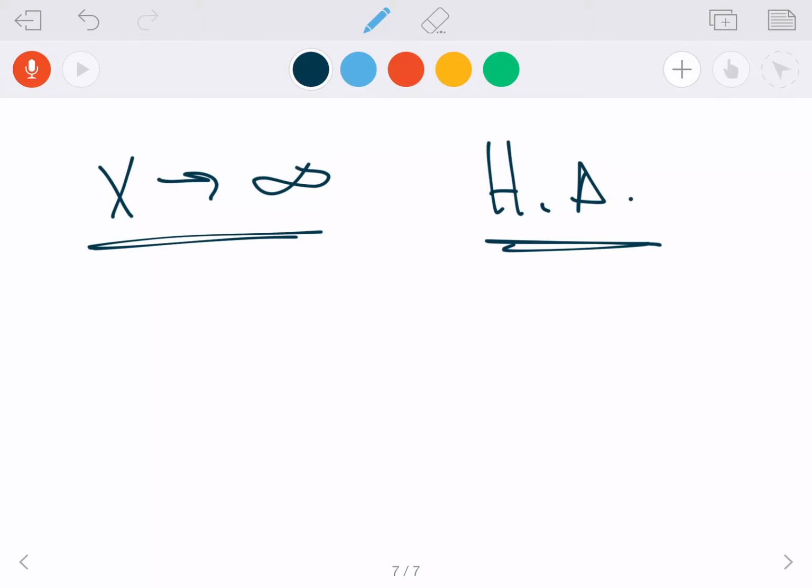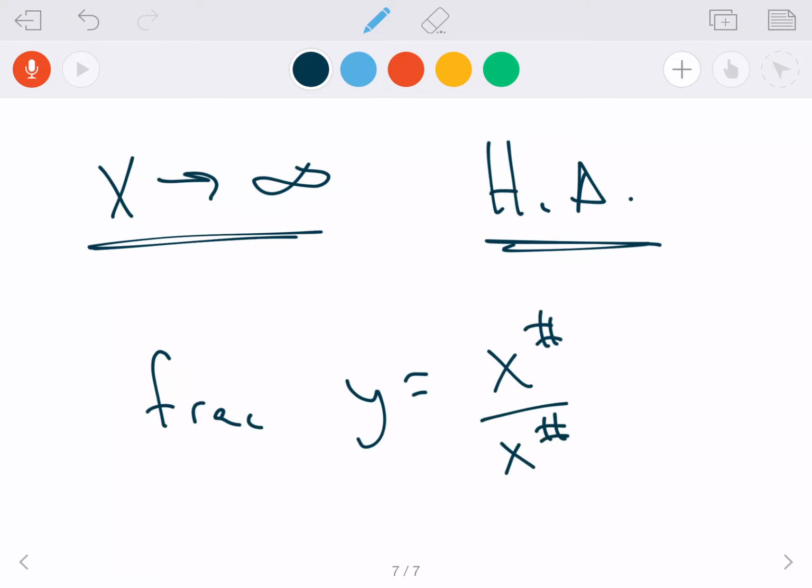So that's where, if you have a fraction, so you have y equals x to some number over x to some number. And I'm just looking at the highest powers, right? If the top number is bigger, also meaning there's no denominator, right? No denominator would fall into that category of the top being bigger. Then there's no horizontal asymptote, and so the limit as x approaches infinity is infinity.